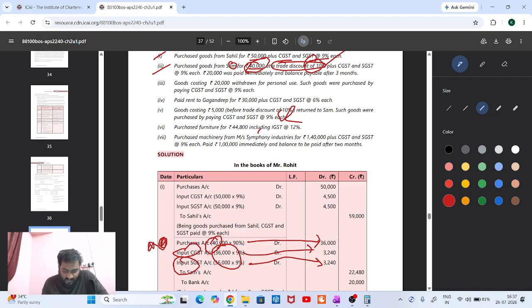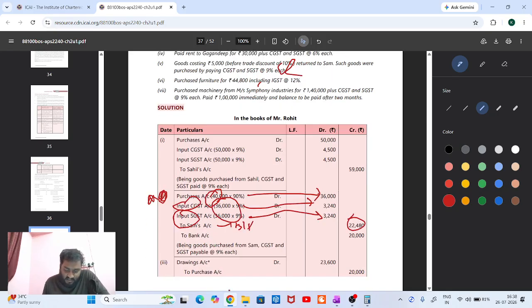20,000 was paid immediately, so we paid cash to bank for 20,000. For the balance, it is in the name of Sam because he is a creditor. The balance amount is 22,500. This is the balancing figure. Did you understand the journal entry?